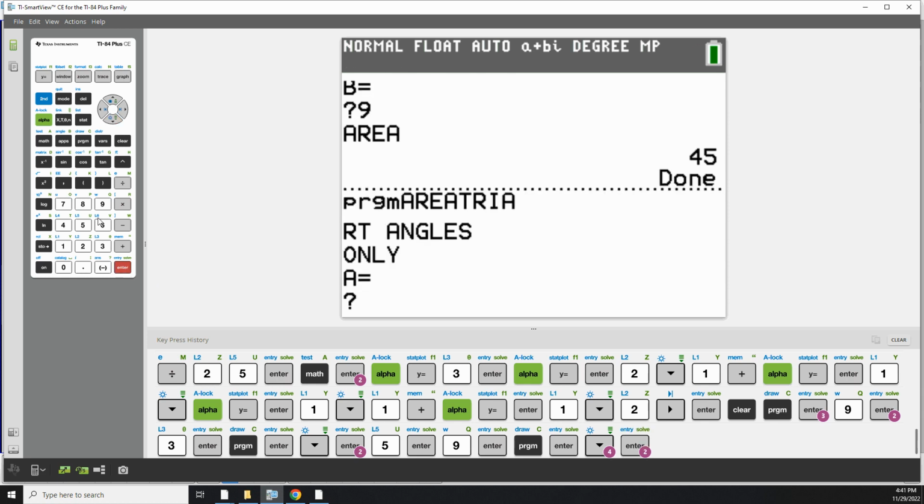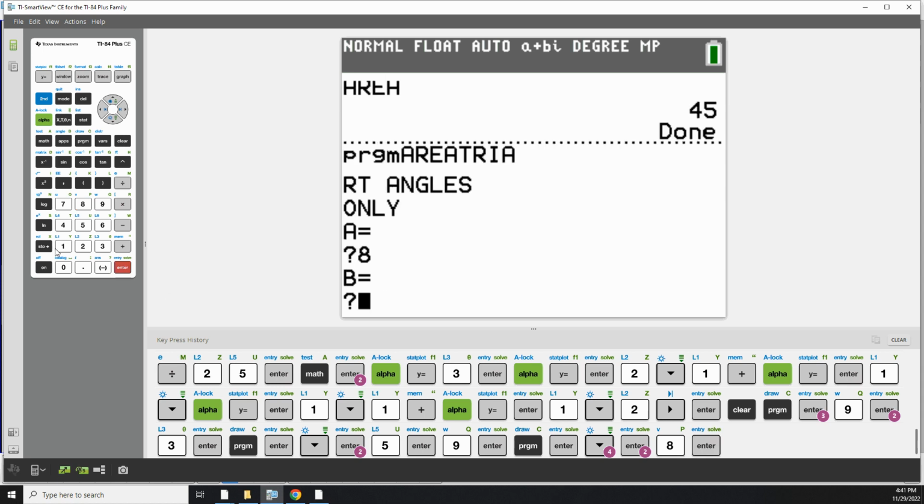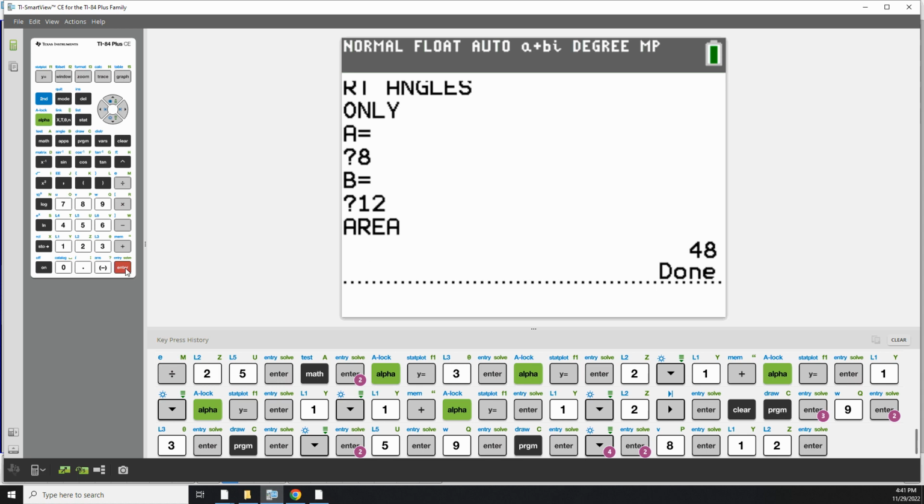Give me the altitude, I'll make one up as 8. Give me the base, give me a 12, and there's the area of the triangle. They love that one. There's about 2 or 3 usually on the test.